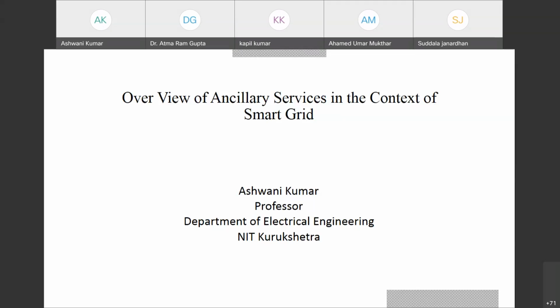Such services which are essentially required for the system operation, we call them the ancillary services. So today's topic is about those services: why there is a need, why these ancillary services have become more important today, who will provide the ancillary services, who will maintain them, and how these ancillary services help to make the system operate in a secure manner. That will be the more important aspects to be covered today.